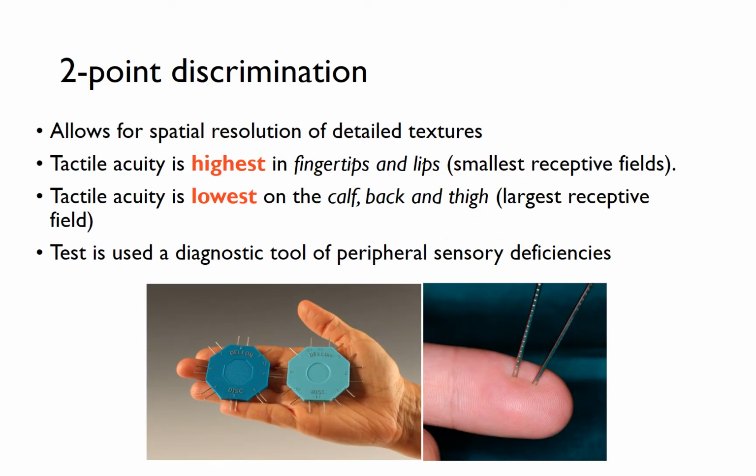One way that we test the function of receptive fields and innervation fibers is through the two-point discrimination test. It allows us to use it as a diagnostic tool of peripheral sensory deficiencies. Where the receptive fields are the smallest, tactile acuity is the highest. This means we have the ability to detect very small differences in sensation. And conversely, in the largest receptive fields, tactile acuity is the lowest.